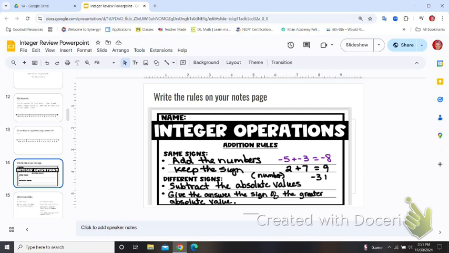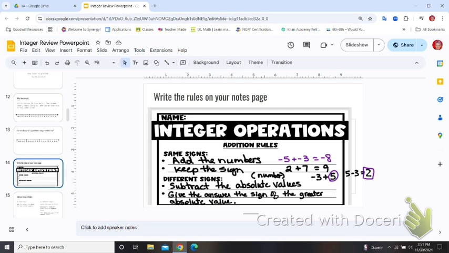-3 plus 5. So I'm just going to do 5 subtract 3 is 2. And the bigger number, the bigger absolute value, 5, so it's +2. When it's positive, we don't have to write a plus.